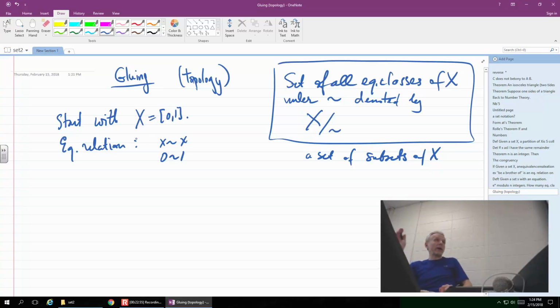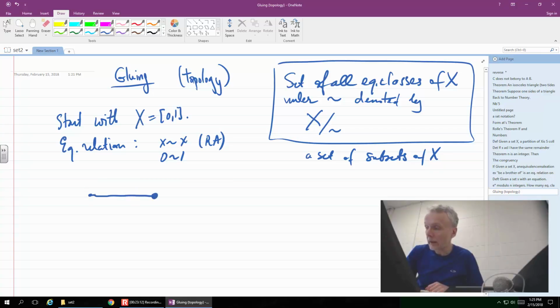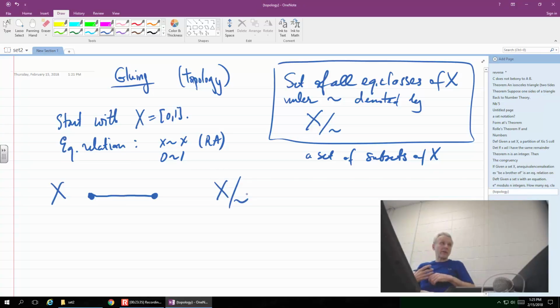Once again, x is equivalent to x, always. It's the reflexivity axiom, so we don't have to repeat it, but early on we will. And then I add one non-trivial part to this relation, and that is I declare 0 equivalent to 1. So things are really not complicated, but it's a very simple equivalence relation. Like I said, there is one equivalence class for each point, with the exception of 0 and 1, which turn out to be equivalent to each other. Now what I could do is visualize this: this is X. How do I visualize the set of equivalence classes?